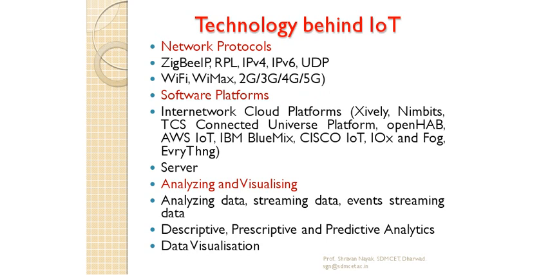Now coming to the software platforms, this is called the inter-network cloud platform, right? You know what is the meaning of the cloud. So here we have Xively and Nimbits, right? And you have TCS Connected Universe Platform, OpenHAB, then AWS, AWS IoT. You can Google all these things. You will come to know what kind of service they provide.